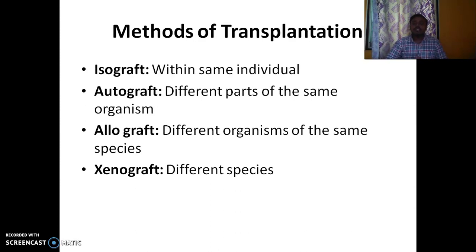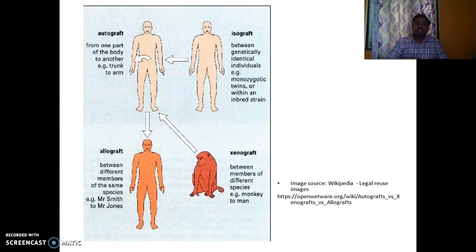Now, we will see the different types or methods of transplantation. Broadly, transplantation can be classified into four types or four methods, that is isograft, autograft, allograft and xenograft. If you see this image clearly, it depicts these four types of transplantation methods. The first one, in autograft, is when we transfer some amount of cells or tissues from one part of the body to another part of the body, we call it autograft.